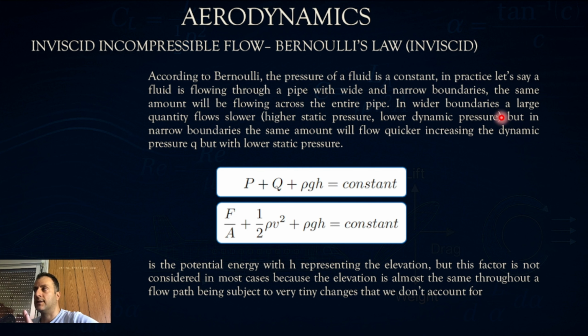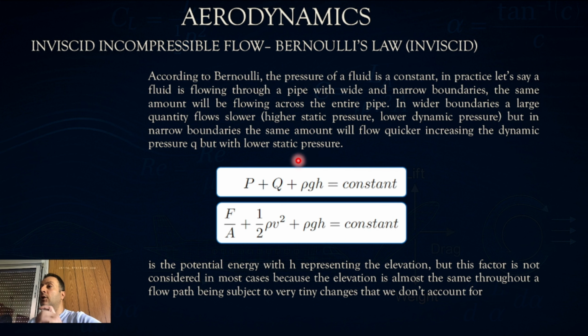Now, in wider boundaries, in wider crossings, a large quantity flows slower. So you have a higher static pressure, but a lower dynamic pressure. Why? Because the dynamic pressure is related to the velocity of the flow. But in narrow boundaries, the same amount will flow quicker, increasing the dynamic pressure, but with lower static pressure. Why? Because it's not stagnant. In narrow boundaries, the same amount is flowing quicker, meaning that the dynamic pressure is high, okay? And on the other hand, the static pressure is low. Why? Because it's moving fast across that section of the pipe where it is narrow.